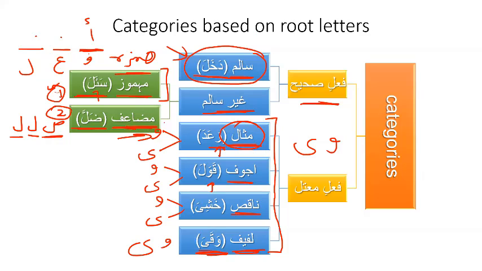Okay, Dr. Shafiq, what does mudha'af mean? There should be a waw or ya in the middle. No, mudha'af means that we have a given root letter that appears twice. So we don't have any illat, but a root letter appears twice. Yeah.